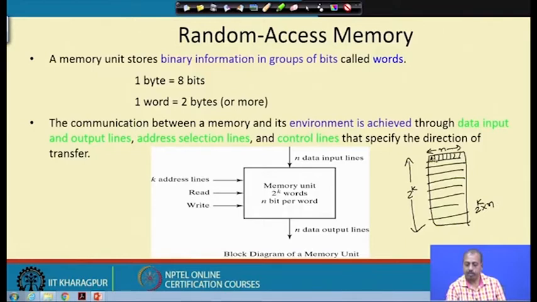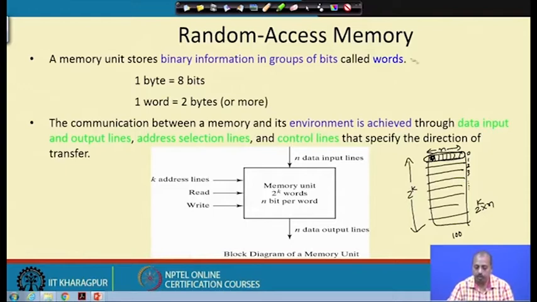These individual cells number 2 to the power k times n, but the point is you cannot access a single cell alone. If you are trying to access a single cell, you have to access the entire location. Every location has an address. This may be address 0, this may be 1, this may be 2, this may be 3, and it goes like this. For example, if I ask for the content of location 100, it will give me an n bit pattern that is the content of that location.